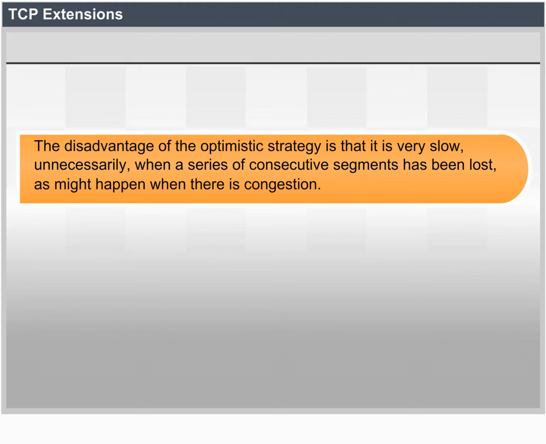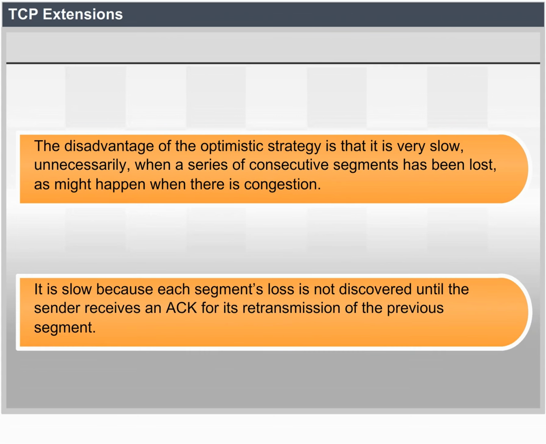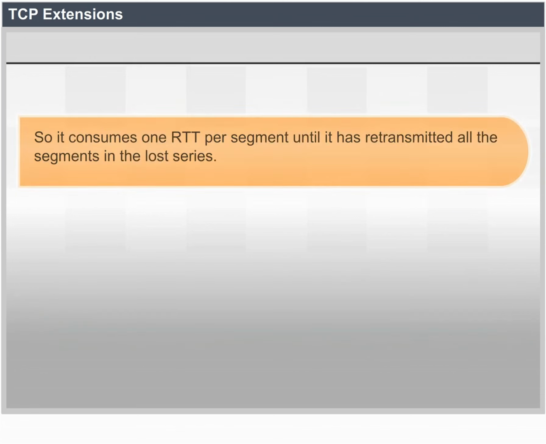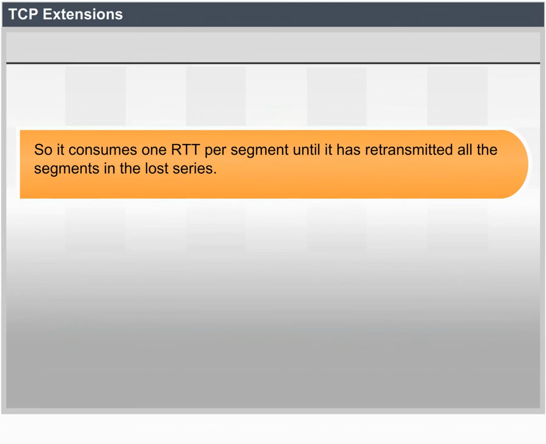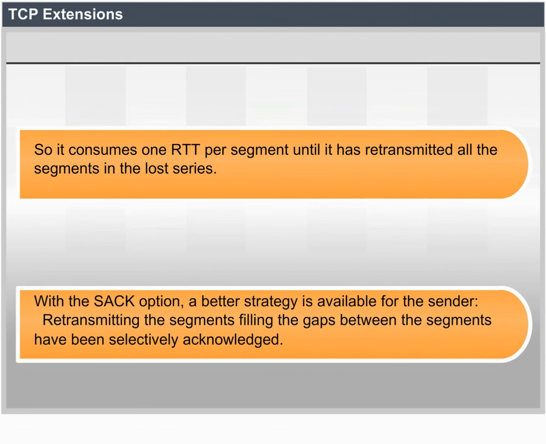It is slow because each segment's loss is not discovered until the sender receives an ACK from its retransmission of the previous segment. So it consumes 1 RTT per segment until it has retransmitted all the segments in the lost series. With the SACK option, a better strategy is available to the sender: retransmit just the segments that fill the gaps between the segments that have been selectively acknowledged.